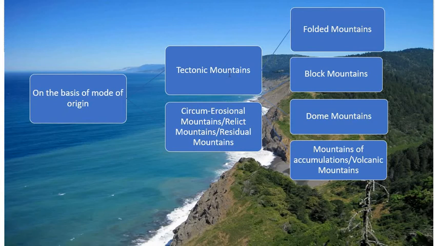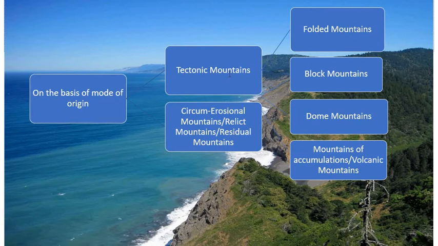Here the crust of the earth is folded due to the forces of the earth, because of the compressive forces of the earth. So the mountain which originated due to the compressive forces of the earth is known as folded mountain. And again, folded mountain is divided into three categories. One is young folded mountain, next is mature folded mountain, and the last one is old folded mountain. The Himalaya is the best example of young folded mountain of the world.